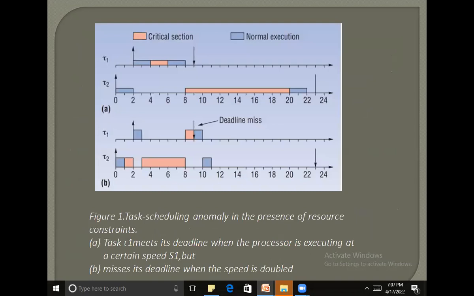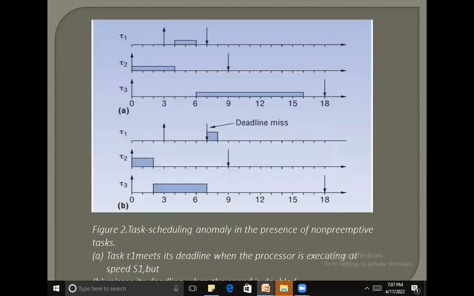Here is figure 1, representing the task scheduling anomaly in the presence of resource constraints. Task T1 meets its deadline when the processor is executing at a certain speed, but misses its deadline when the speed is doubled. Here is the figure. Next, here is the task scheduling anomaly in the presence of a non-preemptive task. Here, task T1 meets its deadline when the processor is executing at a speed S1.